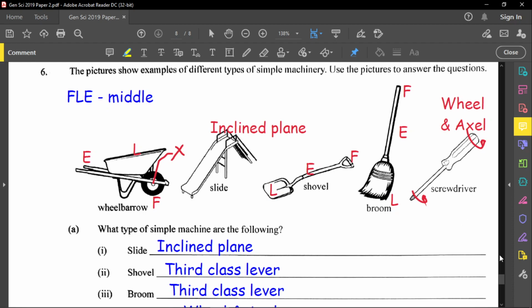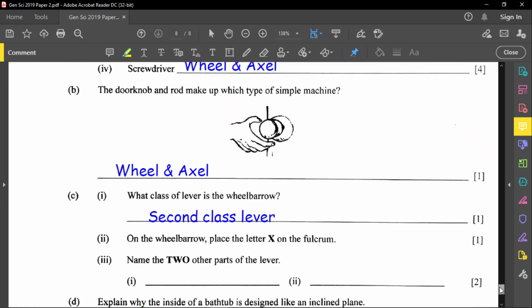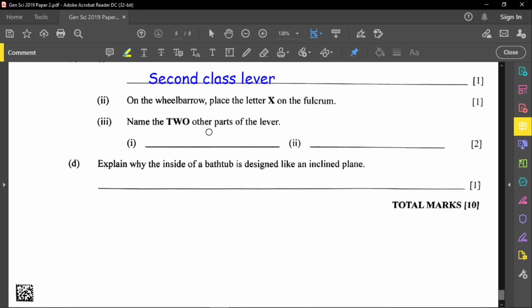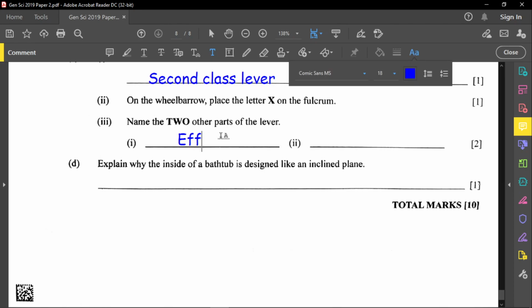All right, so great. Next question is to name the two other parts of a lever. So beside the fulcrum, what other two parts do we have? Remember FLE again. Beside our fulcrum, it's going to be effort, and it's going to be load.